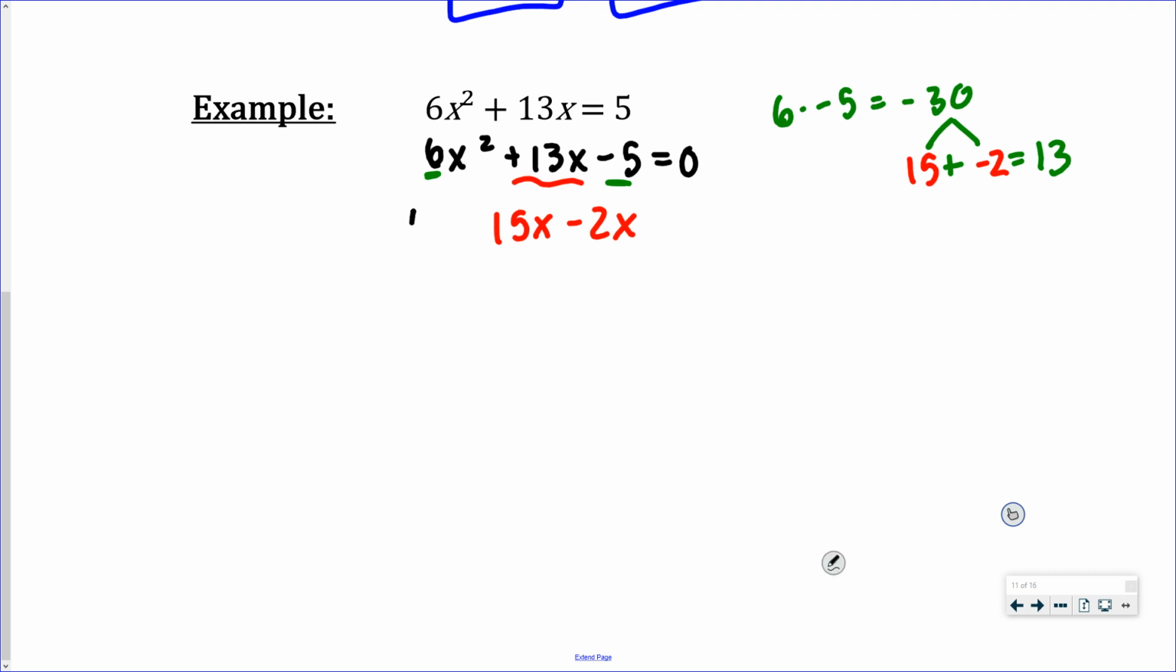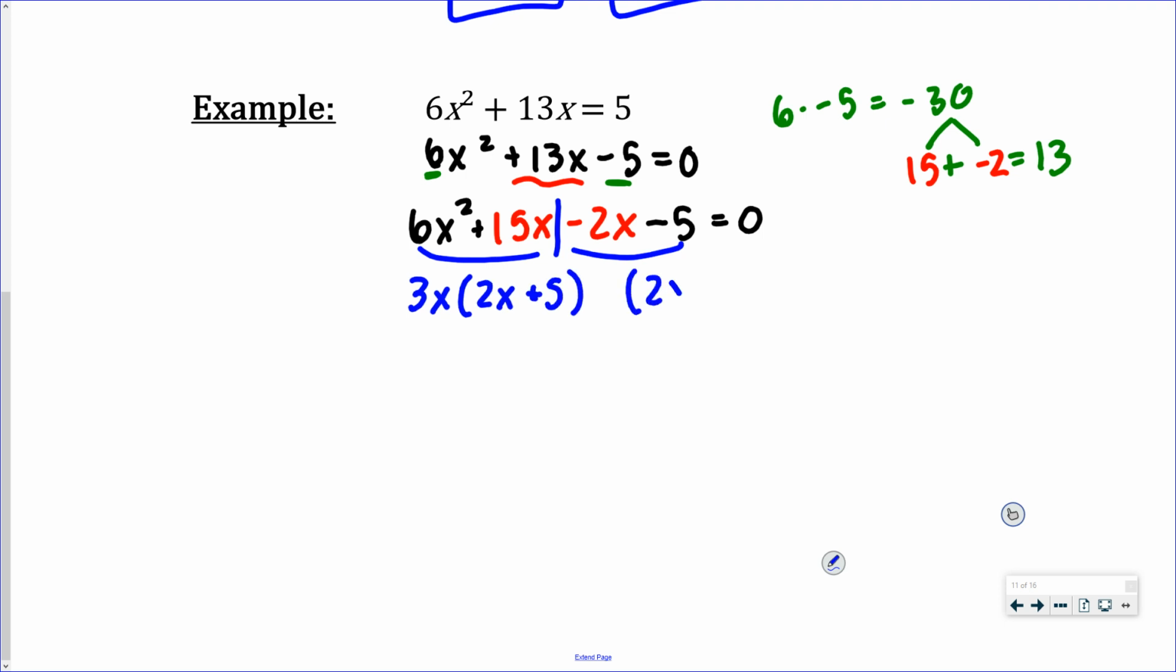So right now I'm just factoring, but this is technically still an equation. So I still want to add in that equals 0. Then I can factor by grouping. Here I could factor out a 3x, and I'd be left with 2x plus 5. What would I need to factor out of that second group to be left with 2x plus 5? You can shout it out. Oh, sorry, what did you say? Negative 1.